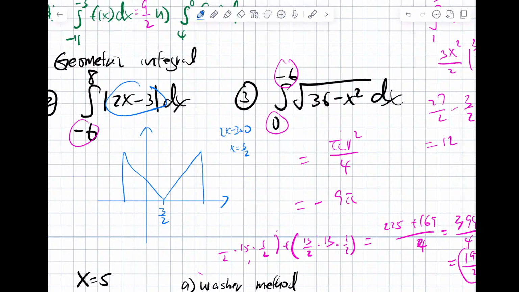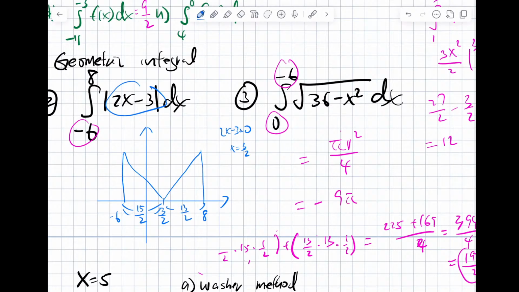So we know from here to here is 8, and from here to here is -6. So how far is -6 to 3/2? Well, it's pretty much 6 plus 3/2, so this is 15/2. Is that okay? From here to here, that's the base. From here to here is from 1.5 to 8, so 8 minus 1.5 makes 6.5, so it's 13/2. Is that okay? That's the base.